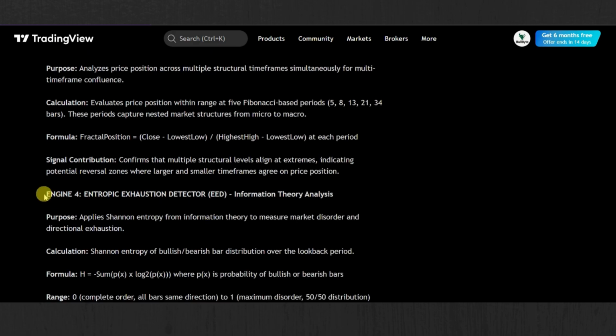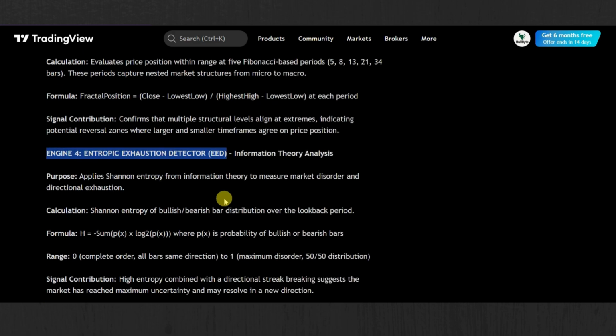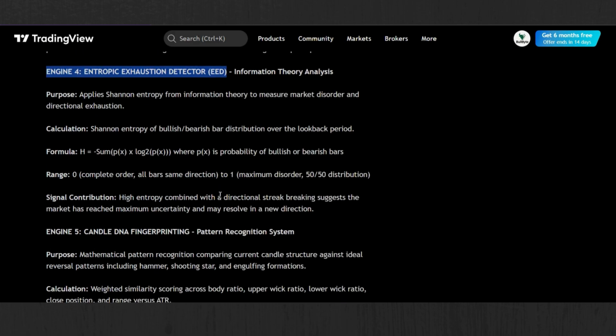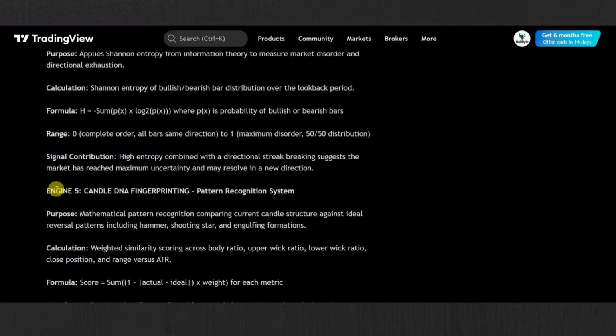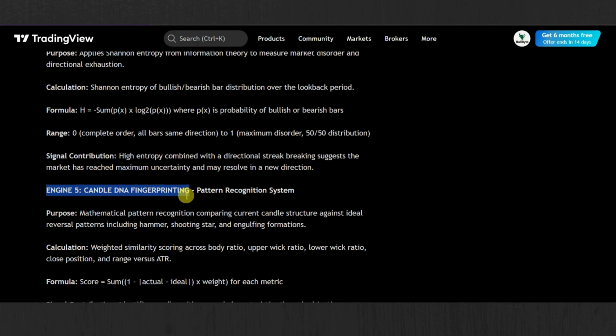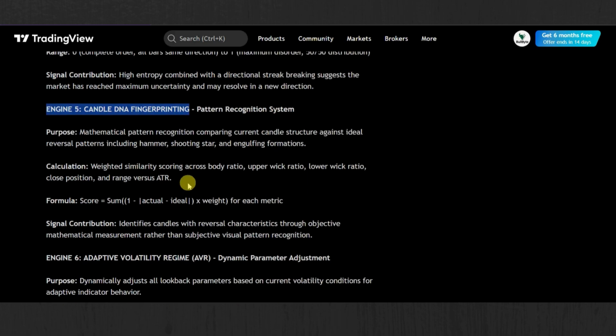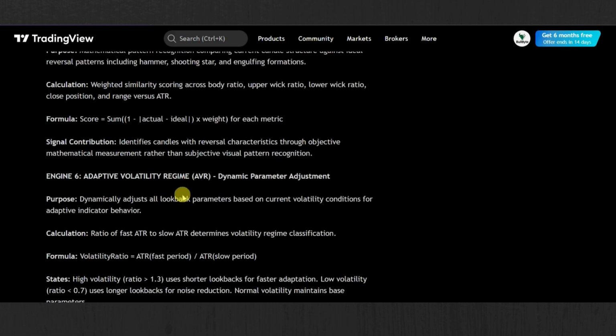Engine 4 is the Entropic Exhaustion Detector. This one applies Shannon entropy from information theory to measure market disorder. Markets tend to get chaotic and disordered right before they reverse. This engine spots that disorder. Engine 5 is Candle DNA Fingerprinting. This mathematically compares the current candle against ideal reversal patterns like hammers, shooting stars, and engulfing candles. No subjective interpretation, just objective mathematical matching.